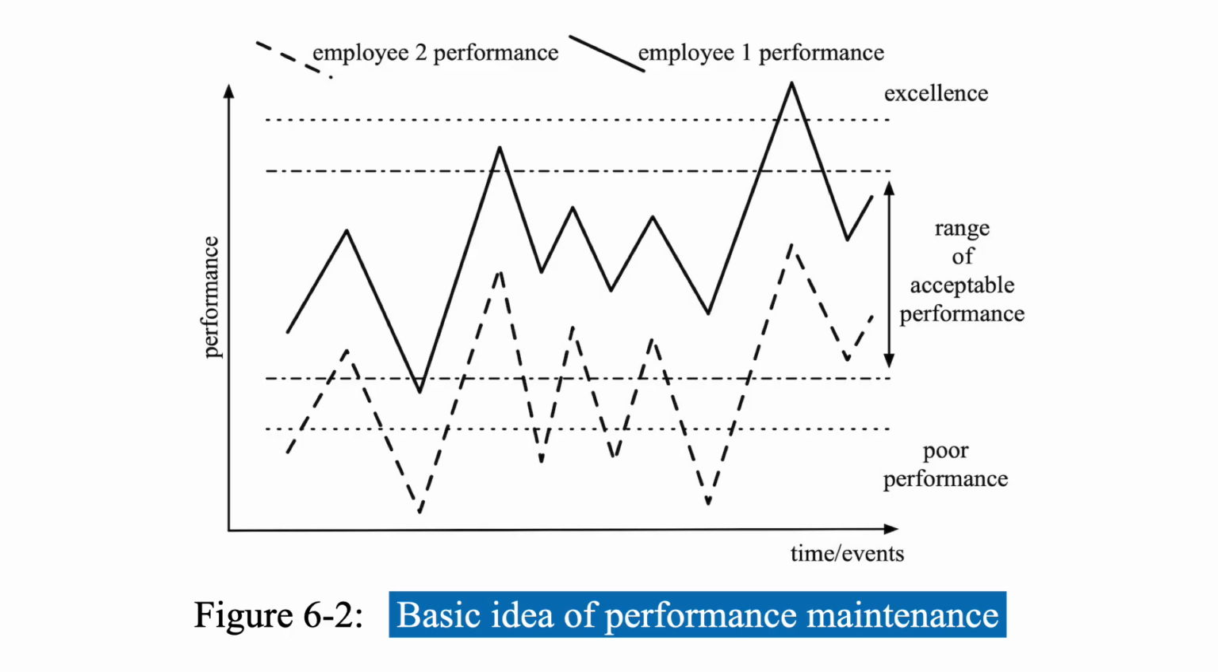Employee performance, however we measure it, will vary. Sometimes employees will excel, sometimes they'll not do so well. But their manager hopes that all employees will perform within expected bounds. Figure 6.2 shows two employees. Employee 1 performs within expected bounds for most of the time. Employee 2 has many episodes of poor performance.